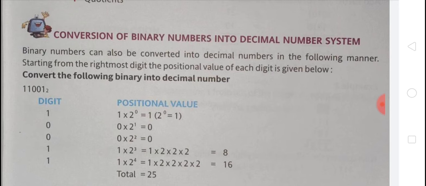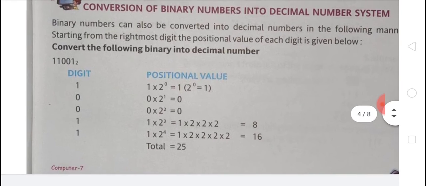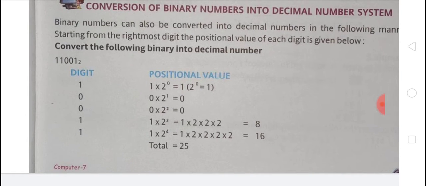So as I said, all the digits multiply by 2, because this is a binary number. As you know, the base of the binary number system is 2. So all the digits multiply by 2. And from the right side you write the power: 0, 1, 2, 3, 4. Like this way. Look here.